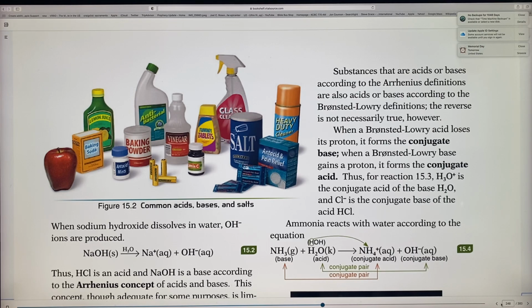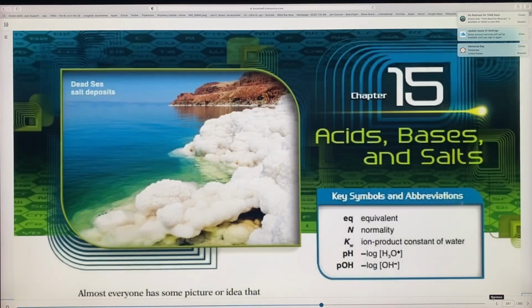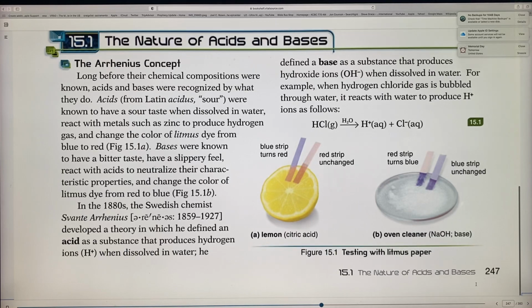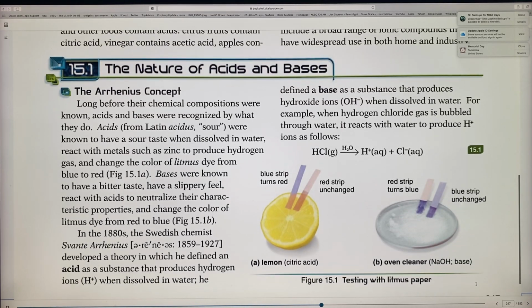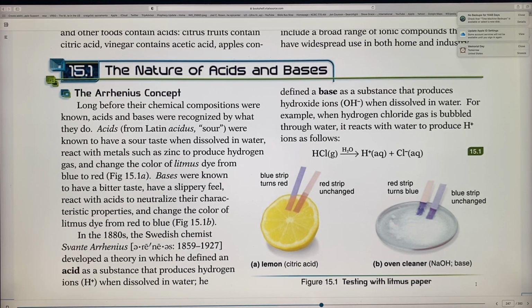So let's go back one. There's one thing down here I didn't cover. Okay, so when hydrogen gas is bubbled through the water, it reacts to produce hydrogen. So remember Arrhenius, it's always producing hydrogen.